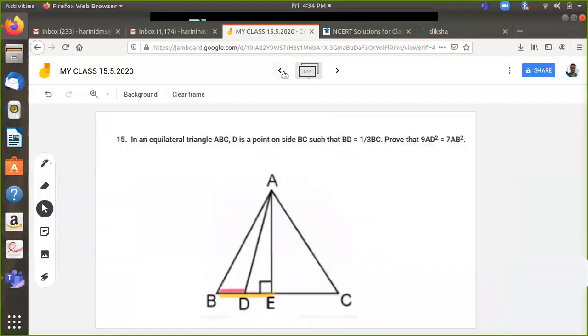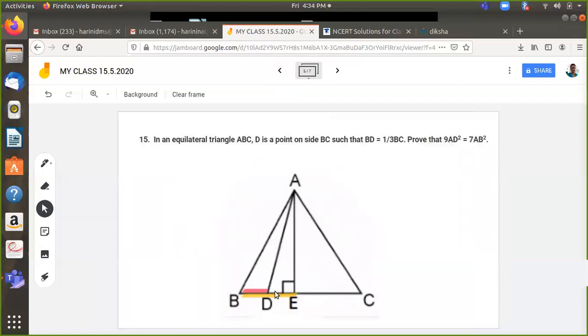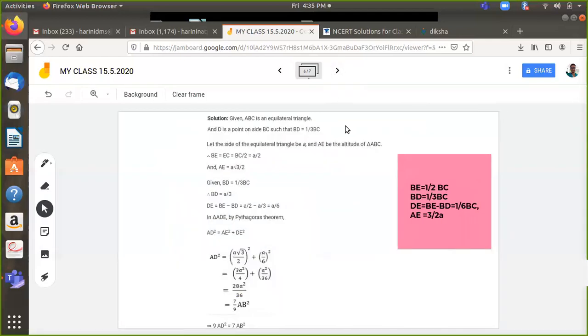I'm going back again. DE, I want the length DE. That is that yellow line minus the pink line. The yellow segment represents BE and the pink segment represents BD. So from BE, if I remove BD, I get DE. That's what I have written here. My DE is BE minus BD.